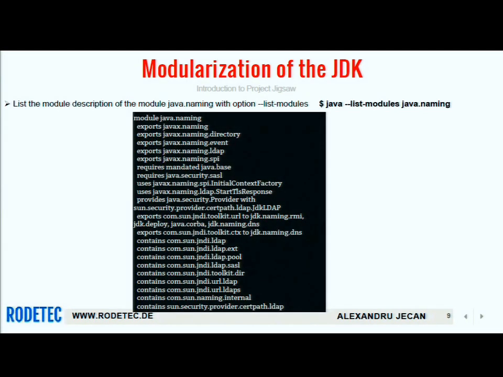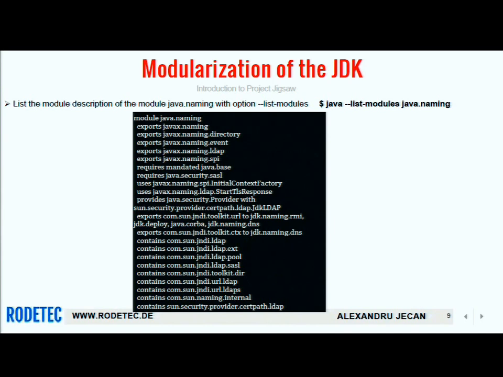Then here you can also see a module, java.naming. java.naming is a module, and you see everything that it exports, uses, provides, and contains. I will explain what this means. Basically, this is the module declaration, the module-info.java file that you see here, except the contains clause. The contains clause is not included in the module declaration.